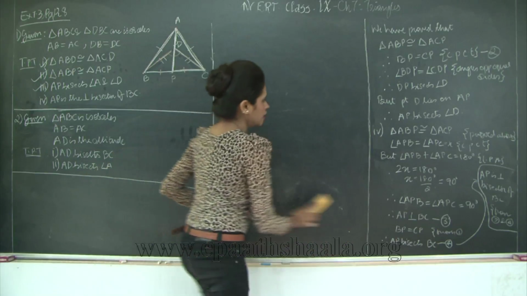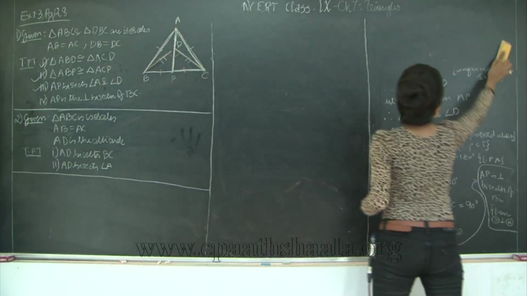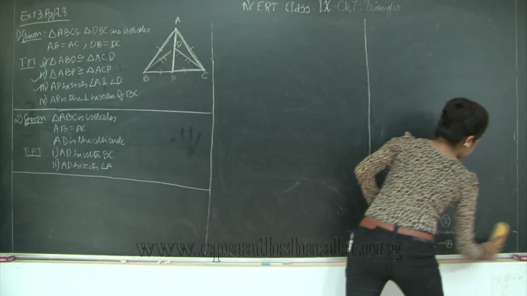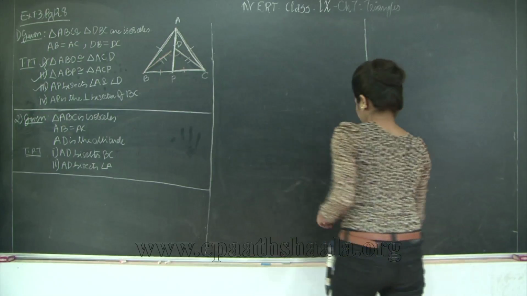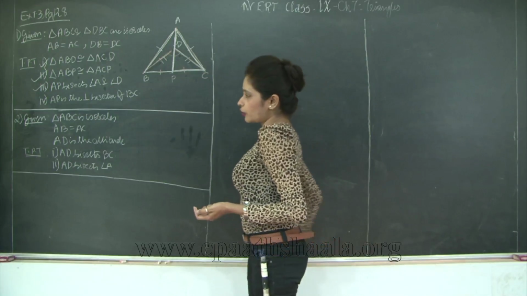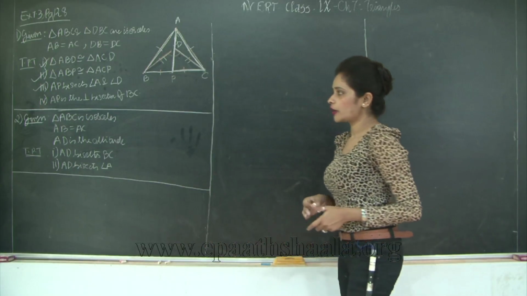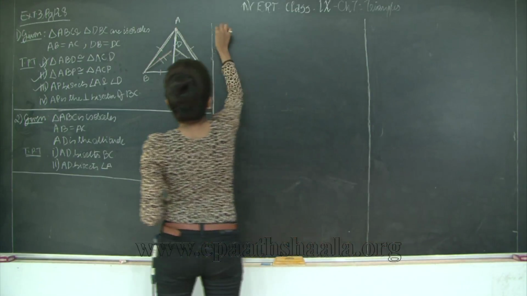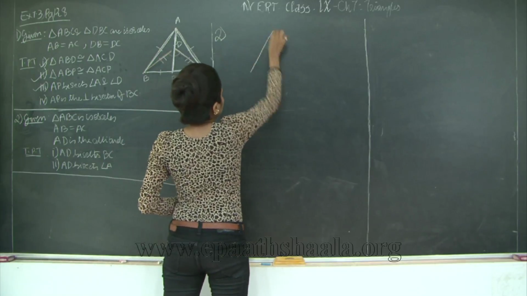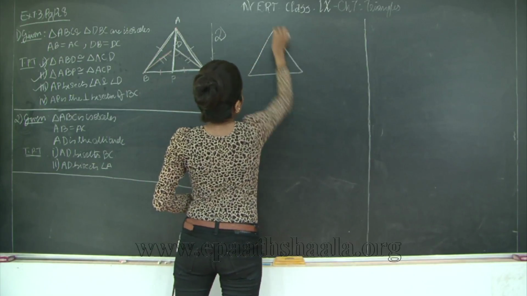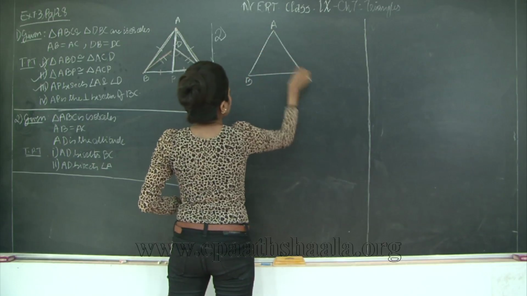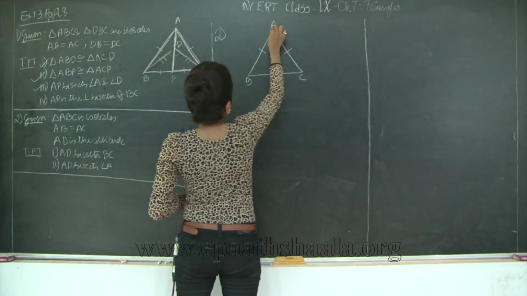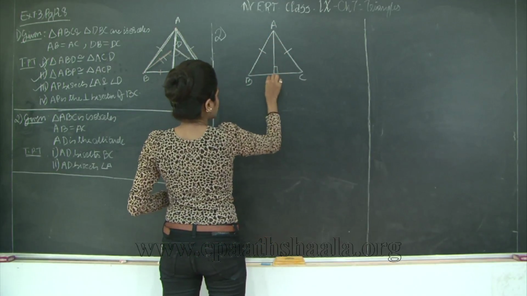Question number 2 is very small and simple. You will see that. So, first of all, we have not been given the diagram, so we will have to draw this. ABC is an isosceles triangle with AB equal to AC. Let us draw this first. AD is the altitude and D lies on BC. So, this is my point D.